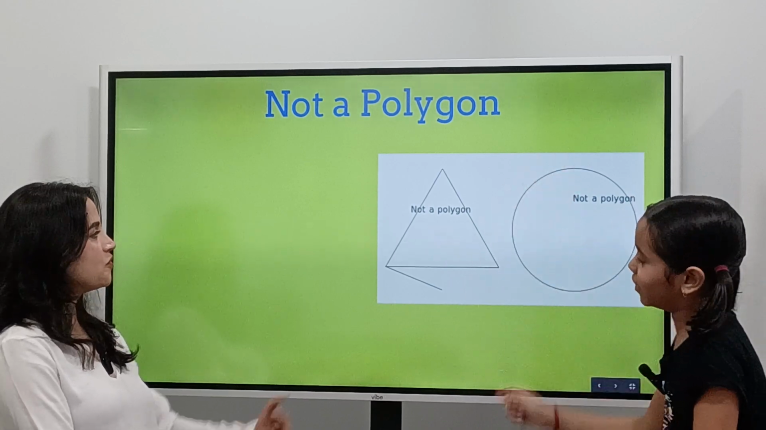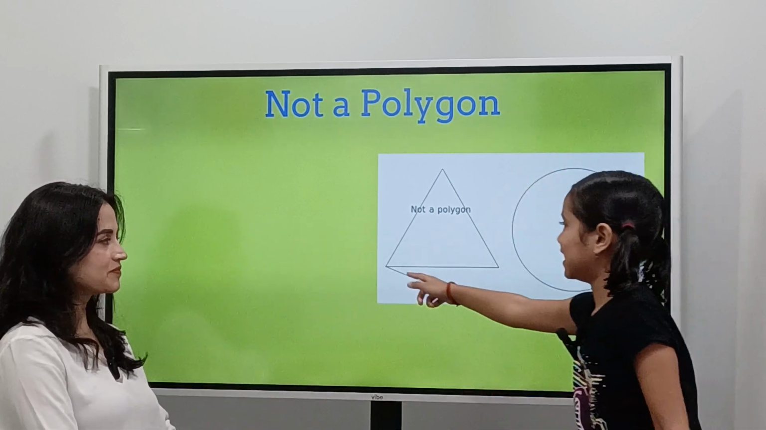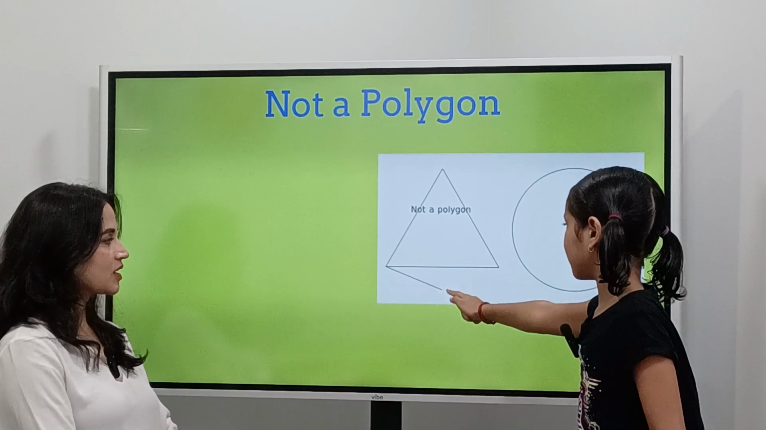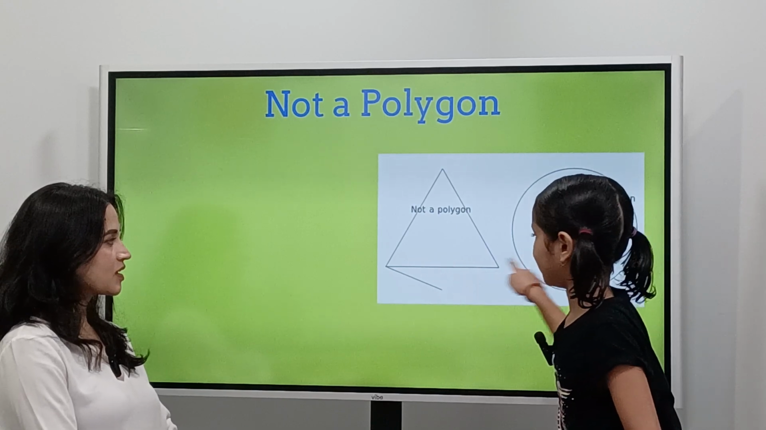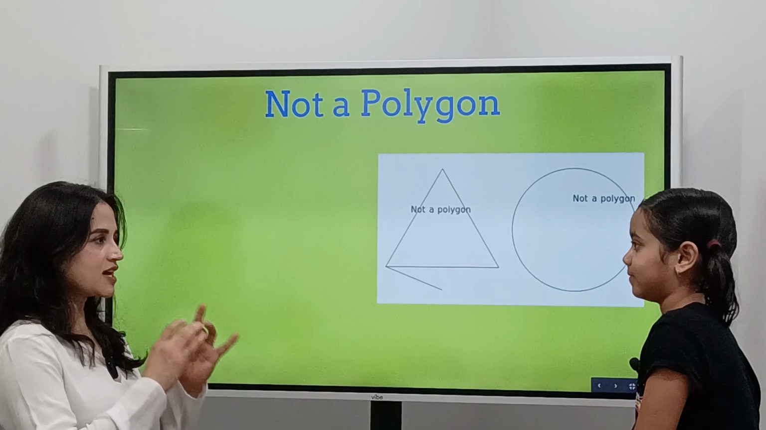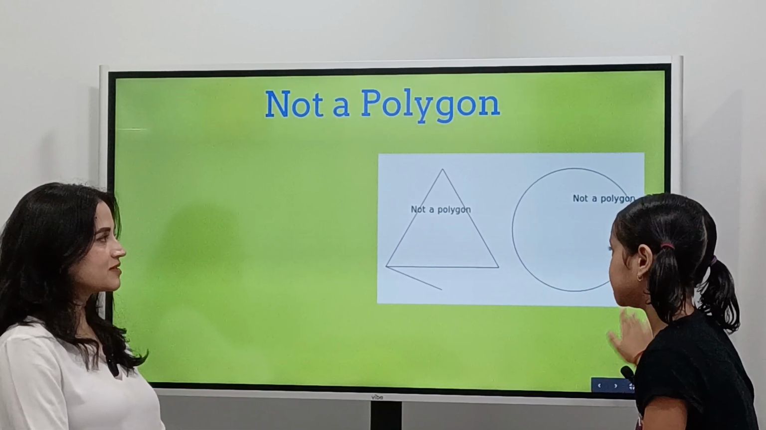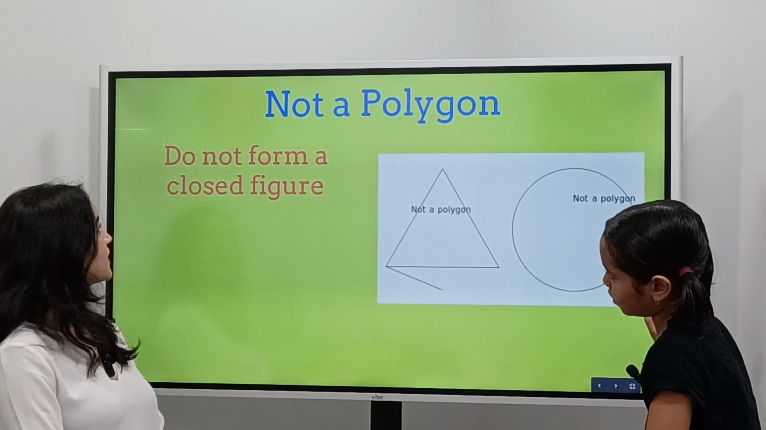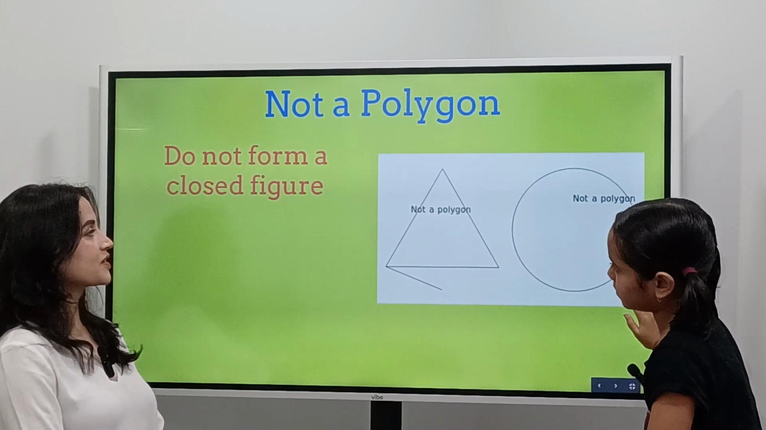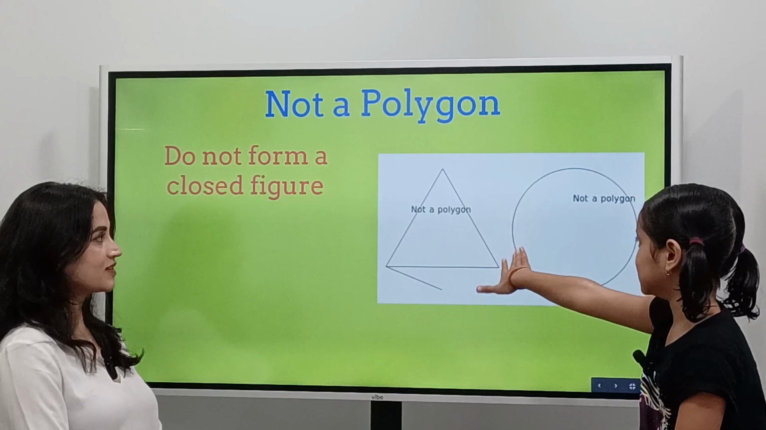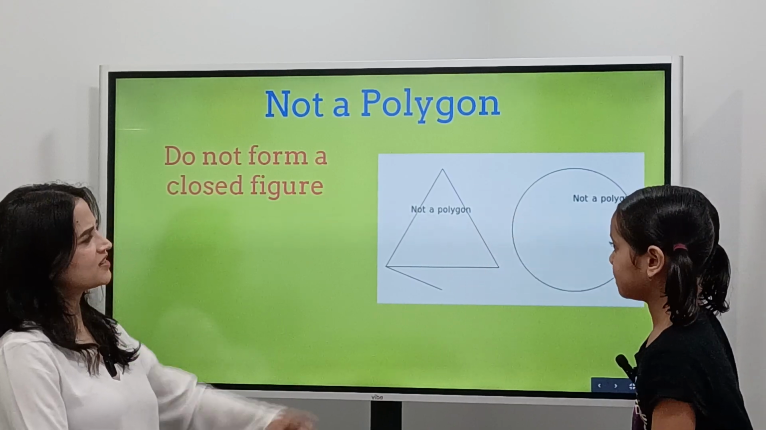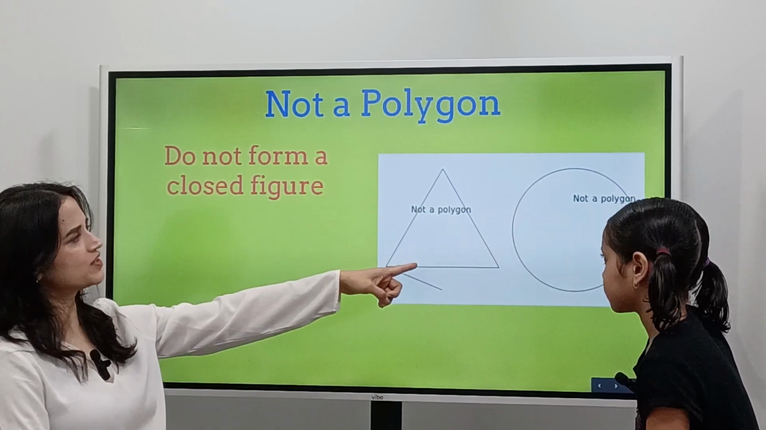Why is this not a polygon? Because it has an opening line. It could go like this, or this. So it's not connected, that's why? No, it's not connected. Yeah, the straight lines are not connected, because it has to be connected. Okay. They do not form a closed figure. So this is not a closed figure. But that is a closed figure.